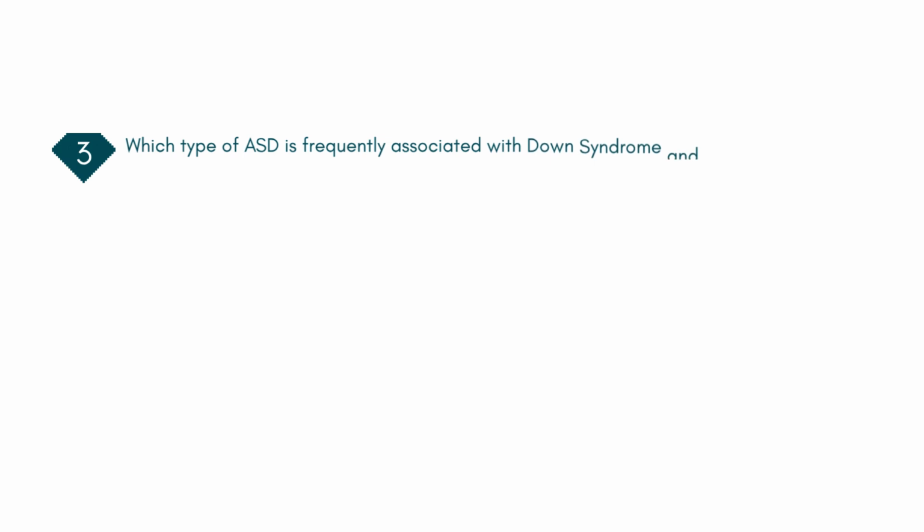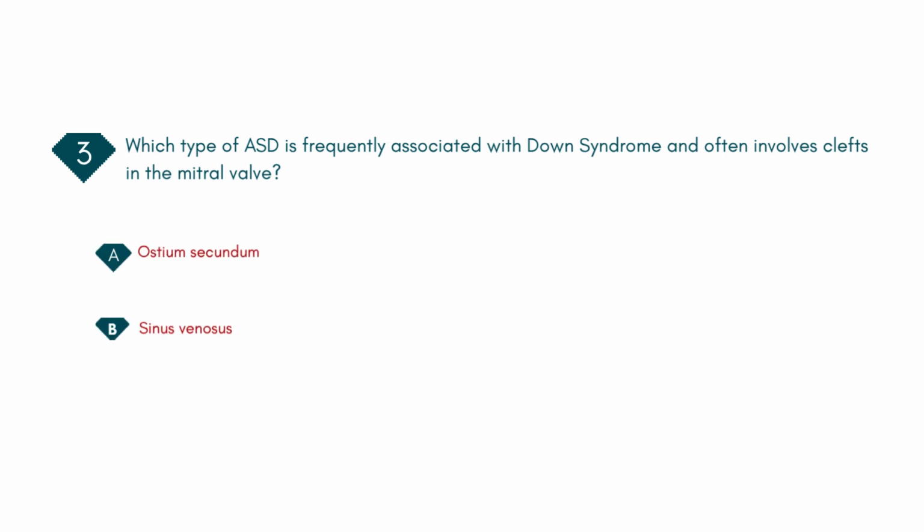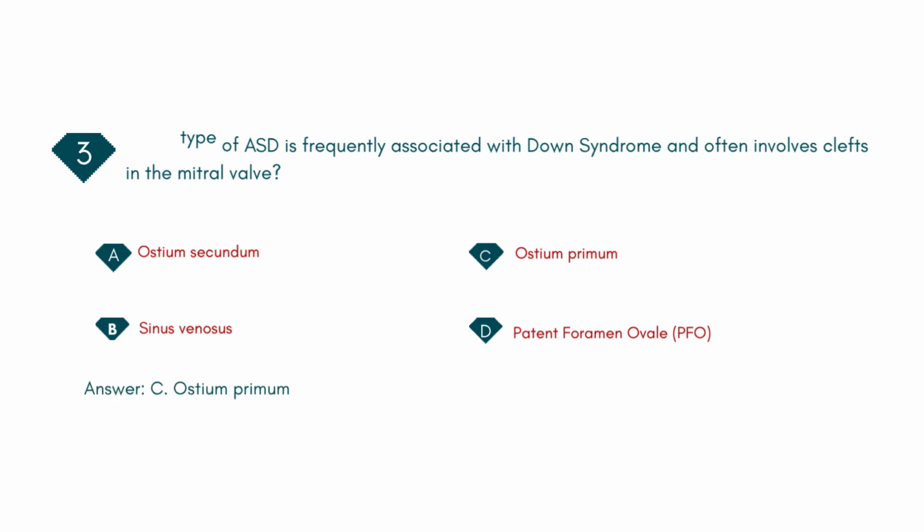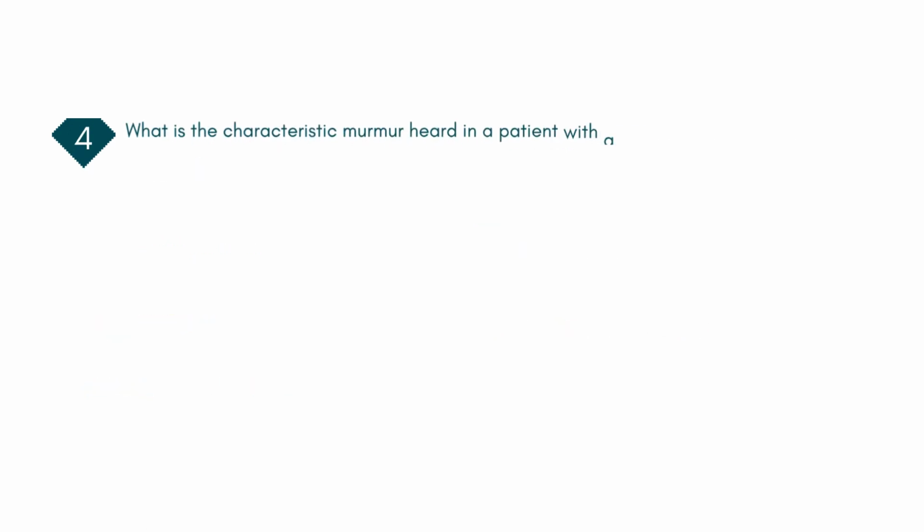Which type of ASD is frequently associated with Down syndrome and often involves clefts in the mitral valve? A. Ostium secundum. B. Sinus venosus. C. Ostium primum. D. Patent foramen ovale, PFO. Answer: C. Ostium primum. What is the characteristic murmur heard in a patient with a large ASD?